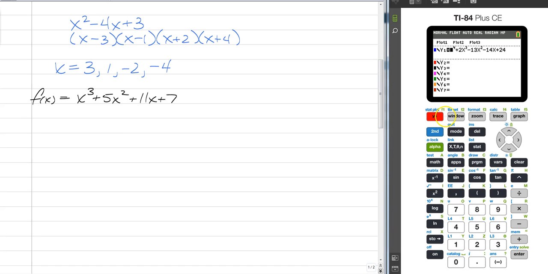So we're going to go back to y1 and we're going to type in x cubed plus 5x squared plus 11x and plus 7. And now we're going to graph it. And you're going to see that it only crosses through the x-axis once. Well, if this has 3 possible solutions and one of them is a real solution, that means 2 of them are imaginary. And your graphing calculator is not going to go find an imaginary solution for you.